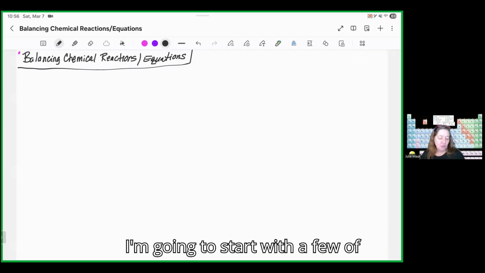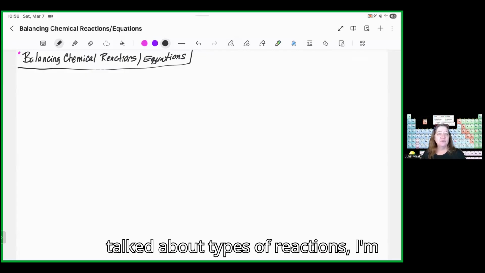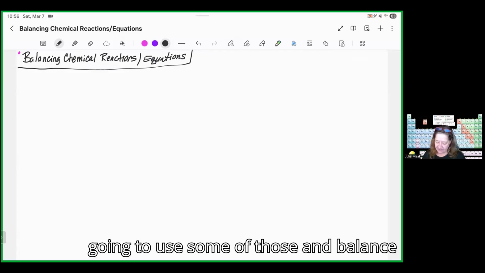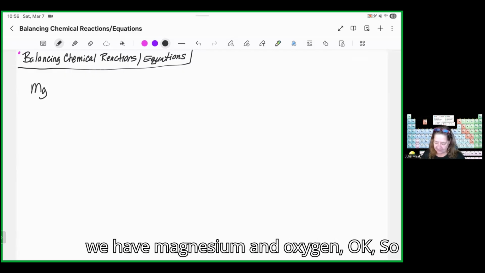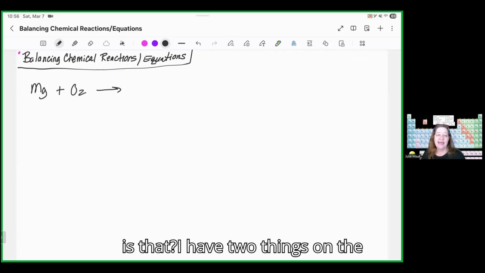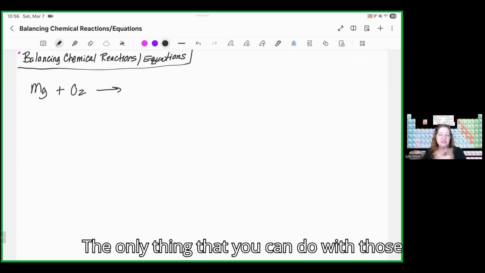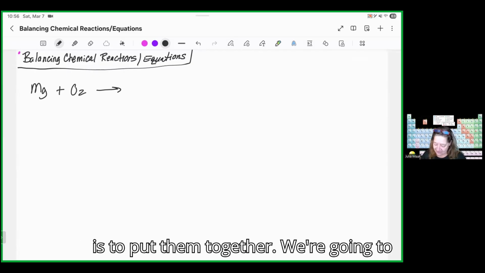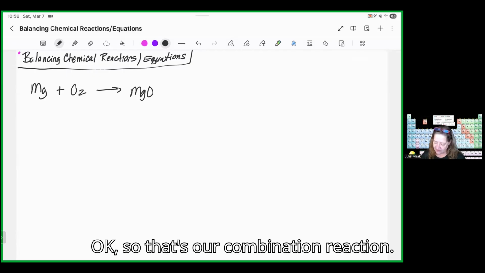I'm going to start with a few of them that, in the last video when I talked about types of reactions, I used, and balance those reactions that I did. So if we have magnesium and oxygen, first of all, what type of reaction is that? I have two things on the left, an element and an element. The only thing you can do with those is put them together. We're going to combine them in a combination reaction. So that's our combination reaction.